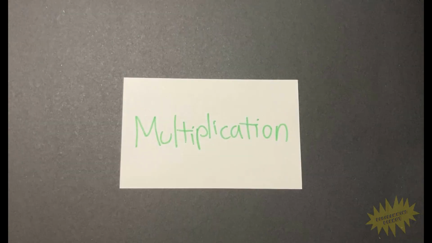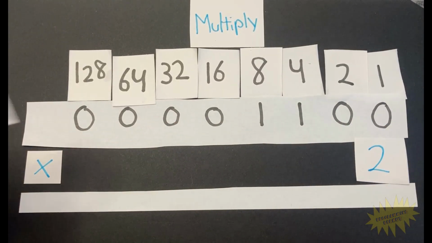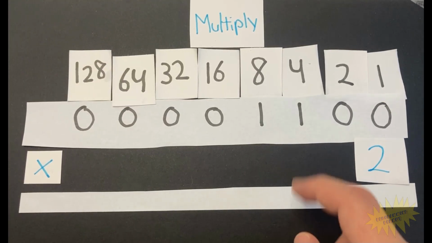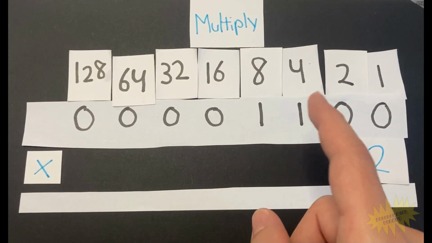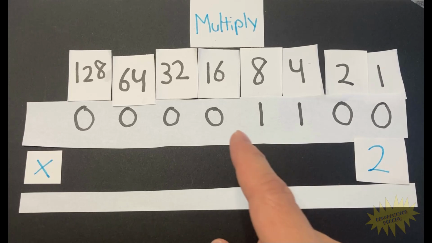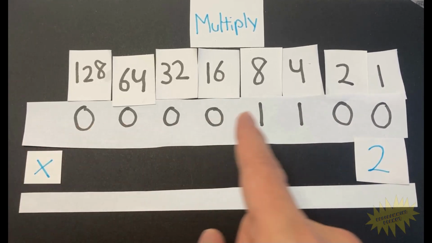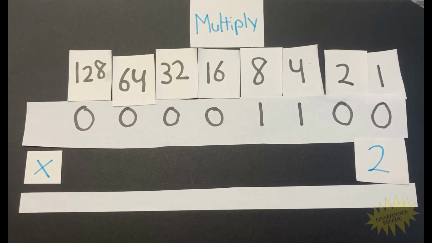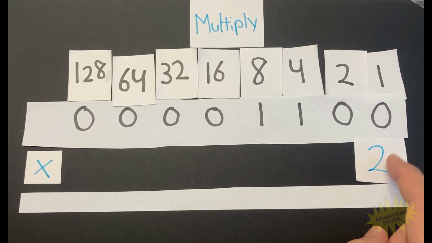All right, so now we're going to go over how to multiply binary numbers. So here we have a byte, which is equal to 12 in decimal. And we know this because if we look at the powers of 2, 4 plus 8, that's 12. You'll notice that all the other powers of 2 are turned off. So that's how we know that this binary number is equal to 12 in decimal. And basically what we're going to be doing is multiplying that 12 times 2.